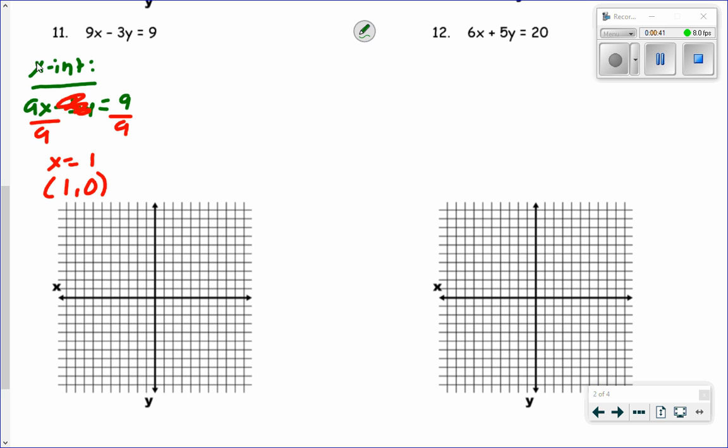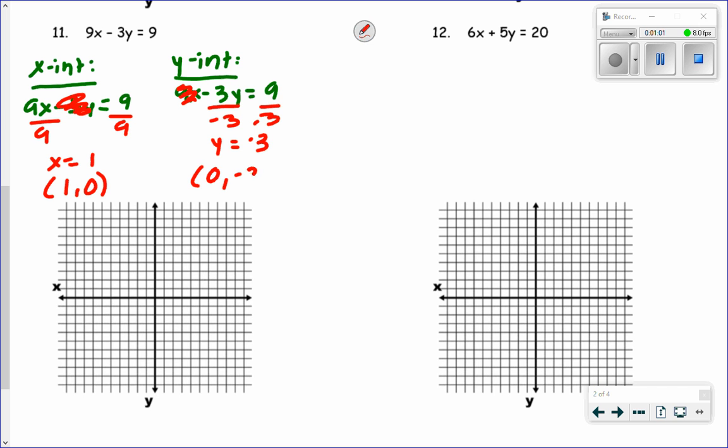Okay, then when I'm solving for my y-intercept, I've got 9x minus 3y equals 9, and I'm going to scribble out the x value. Then I've got negative 3y equals 9, so divide both sides by negative 3, y equals negative 3, and then my intercept is 0, negative 3.